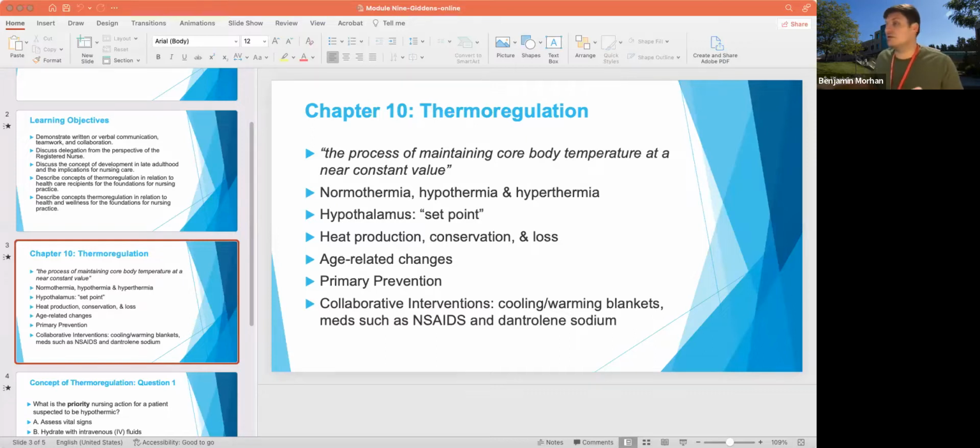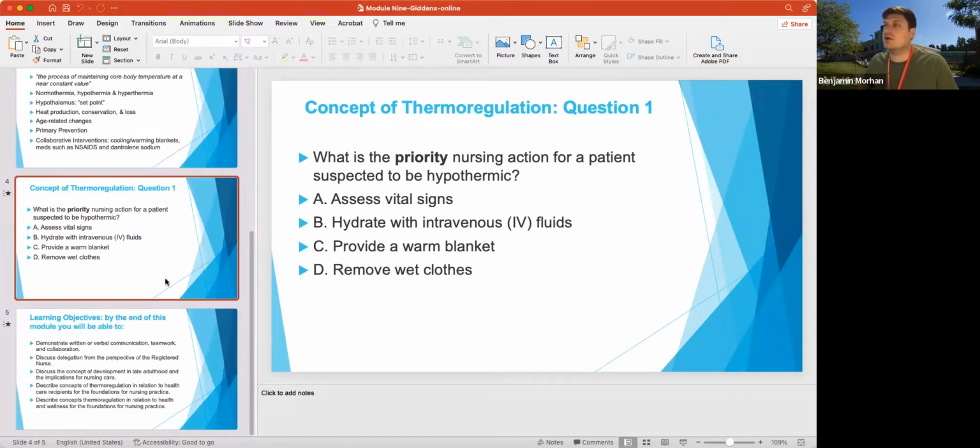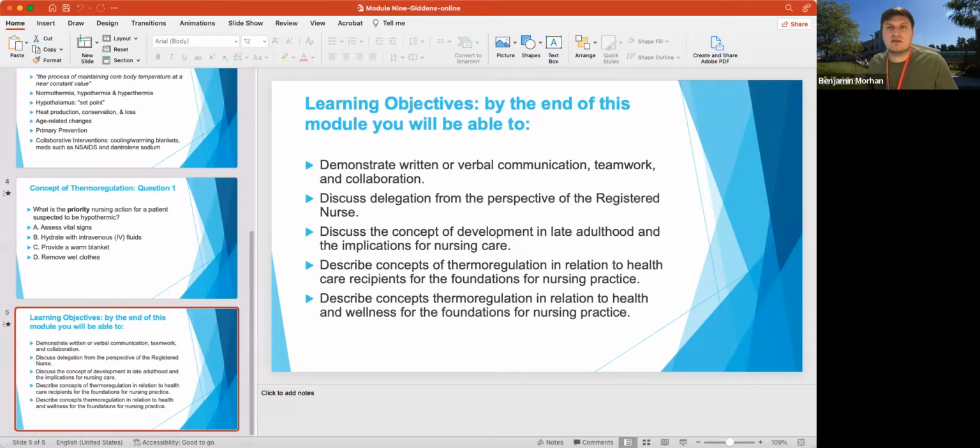And then we're going to go to the question for the week here. So make sure you put this on a Word document and submit this. And here are the learning objectives that you should understand.